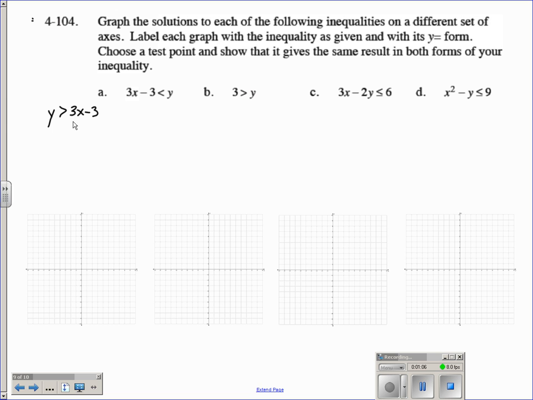Now, we shouldn't have too many problems graphing this here. Our slope is going to be 3 over 1, so we're going to rise 3, run 1, and we're going to start at the y-intercept, which is the point 0, negative 3. We already know that this is going to be a dashed line because there is no equal sign. So let's start by putting our points on here. Here's our y-intercept. We're going to rise 3, run 1. Rise 1, 2, 3, run 1.